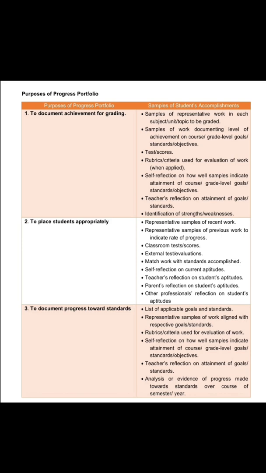The last one is to document progress towards standards. In this type, analysis or evidences of progress made towards standards over the course of the year. Teachers' reflection on attainment of the goal and self-reflection on how well samples indicate attainment of course, grade level goals and standards and objectives. List of applicable goals and standards. Representative samples of work aligned with respective goals and standards. Rubrics or criteria used for evaluation of the work.